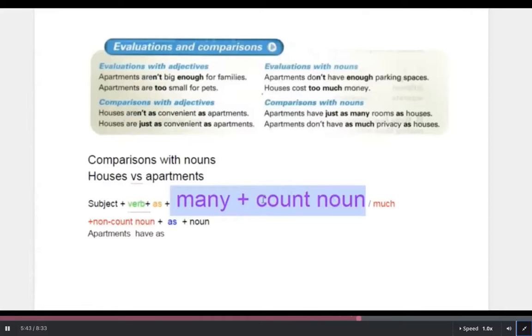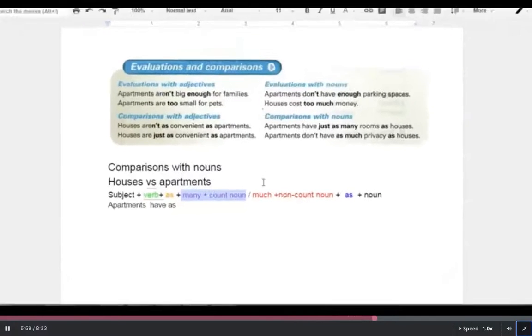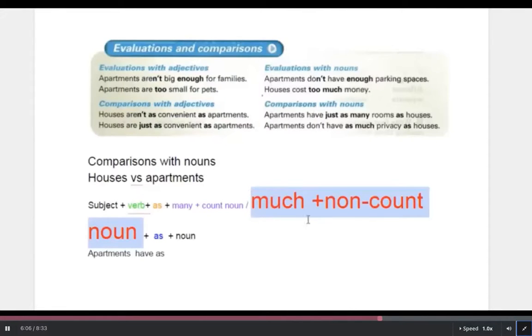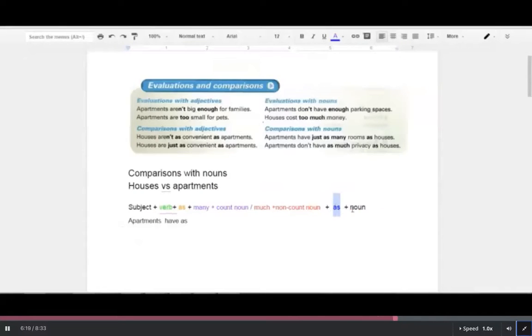And what do we mean by count nouns? Well, count nouns are those things that you can easily count. If you recall the previous lesson that we saw where we talked about count nouns and non-count nouns, we said that count nouns are those things that you can easily count. Or this will follow much plus a non-count noun. So I want you to look at that for a moment now. And what do we mean by non-count? Well, again, recalling the previous lesson, we learned that non-count nouns are those things that are difficult to count. And then it's going to follow as plus some sort of noun.